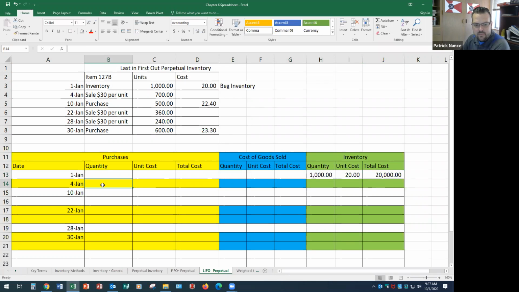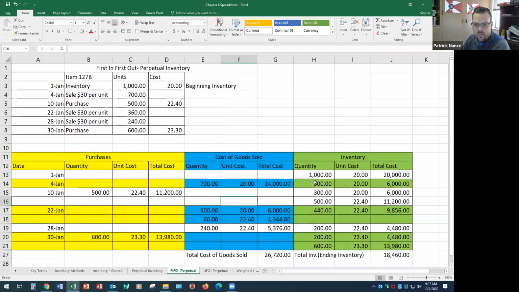January 4th, I made a sale. This isn't going to change, because I only have one layer of inventory. So I sold 700 units. My cost is $20 per unit because that's the only layer of inventory I have. Now, what do I have left? I have the 1,000 units I started with. I sold 700, so I have 300 units left at a cost of $20 each for a total inventory of $6,000. If you watched the last video, that didn't change yet because we only had one layer of inventory.